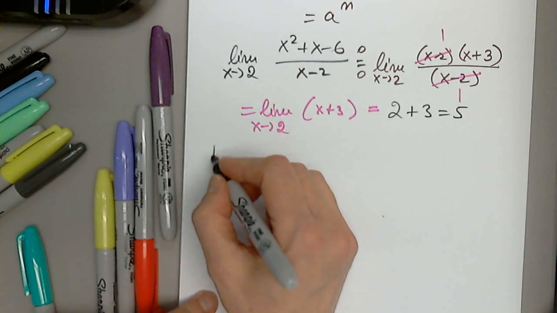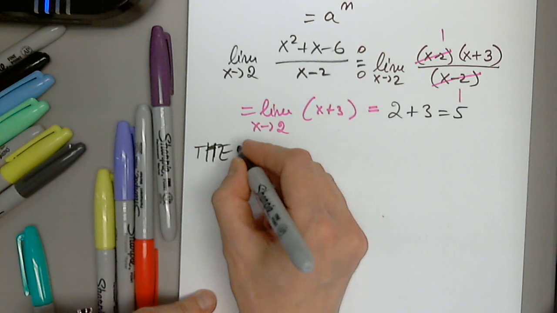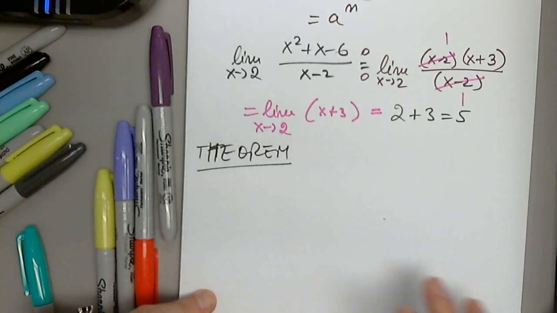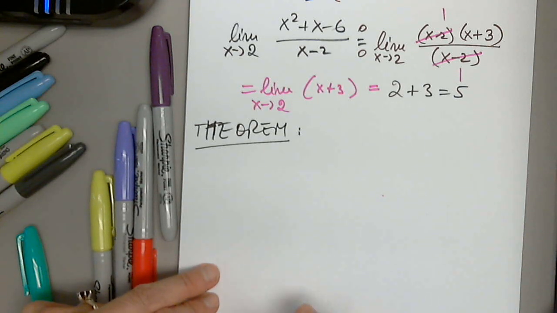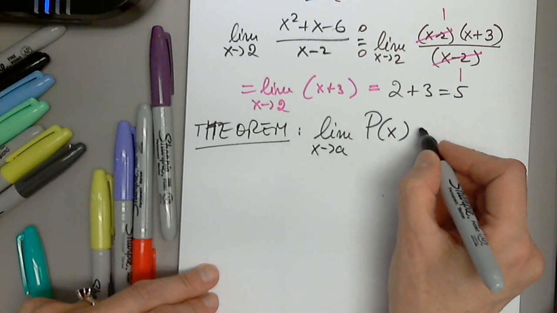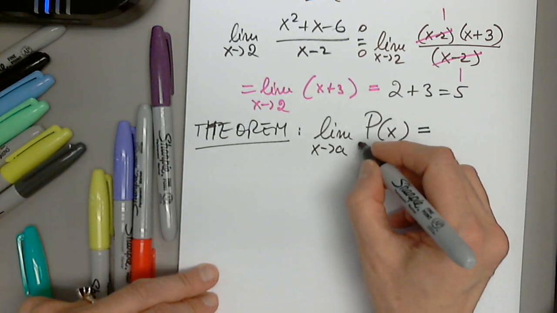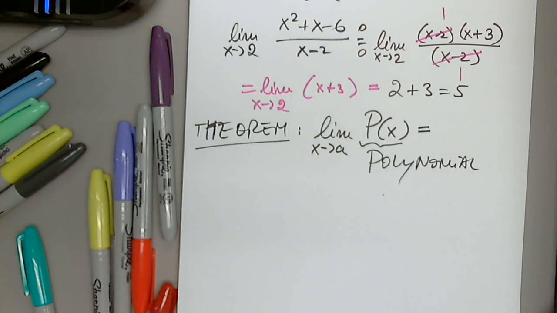So here's a theorem moving forward. I'm swallowing letters today. So, theorem. The limit of a polynomial as x approaches a is... so this is specifically a polynomial, any degree you want, first, second, third, 1500. The limit of a polynomial when x approaches a is a.